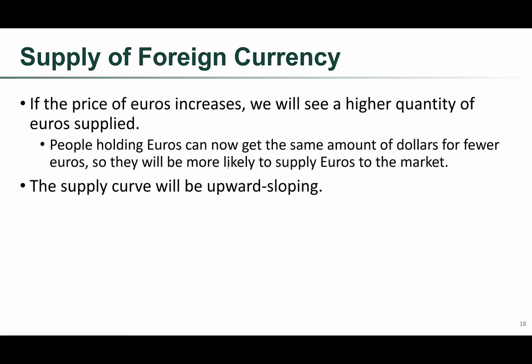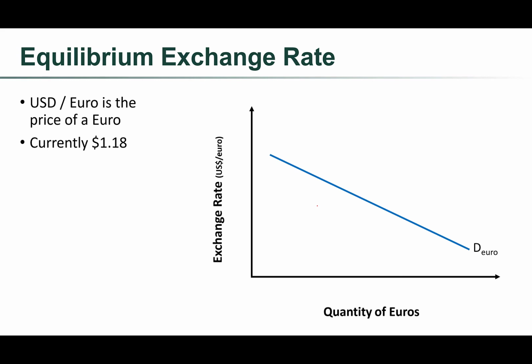If you are holding a euro and all of a sudden your euro is worth a lot, people holding euros can now get the same amount of dollars for fewer euros, or for the same amount of euros, you can get more dollars. So now you're holding something valuable, and as the price goes up, you'll be more likely to supply euros to the market. Once the value of my euro has gone up, I'm going to be more likely to let someone else buy the euro from me because I'm getting more from it. So what does this mean? The supply curve will be upward sloping. So that means the supply curve now looks like this.